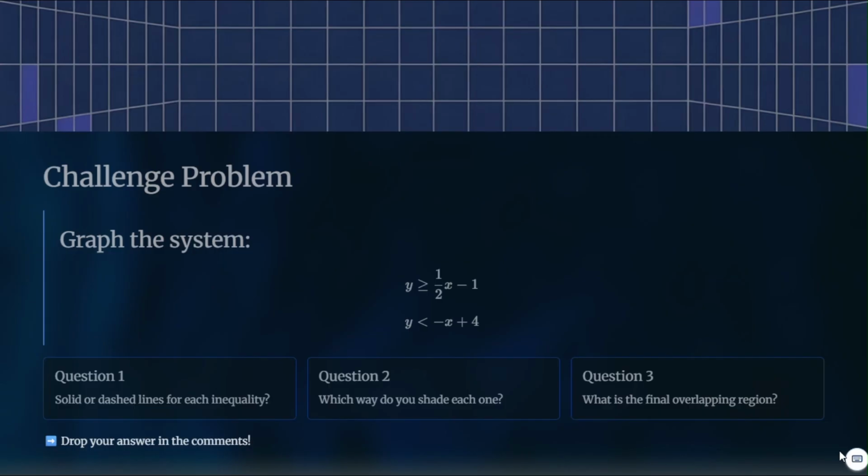You can now graph any linear inequality and any system fast. You've mastered the 4-step method and learned how to avoid common mistakes.